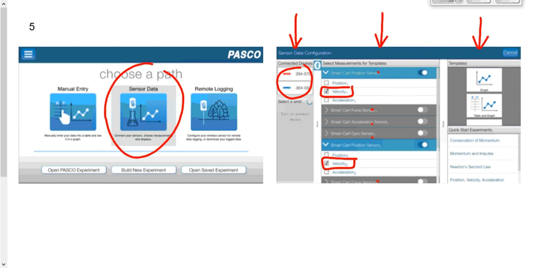The velocity of cart 1, which I think for me was the red one, and the velocity of cart 2, which I think was the blue one. For you, it could be the opposite, whatever. As long as you keep that straight, doesn't matter which is which.